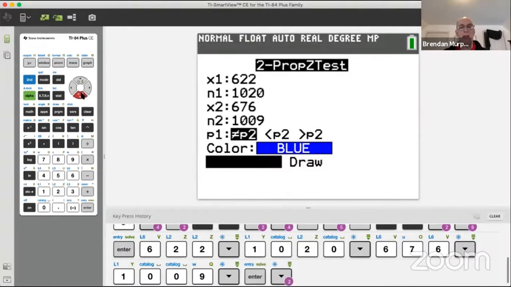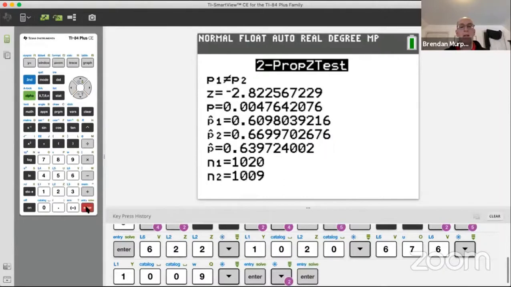So I'm going to ask the calculator to do all the math that I don't want to do. My Z statistic is negative 2.82. Again, if you had subtracted the other way, it would have been positive. My p-value is 0.00476. That's a pretty low p-value. P hat 1, p hat 2. And this third p hat is my p hat combined. So all those numbers feel like the same numbers I got.